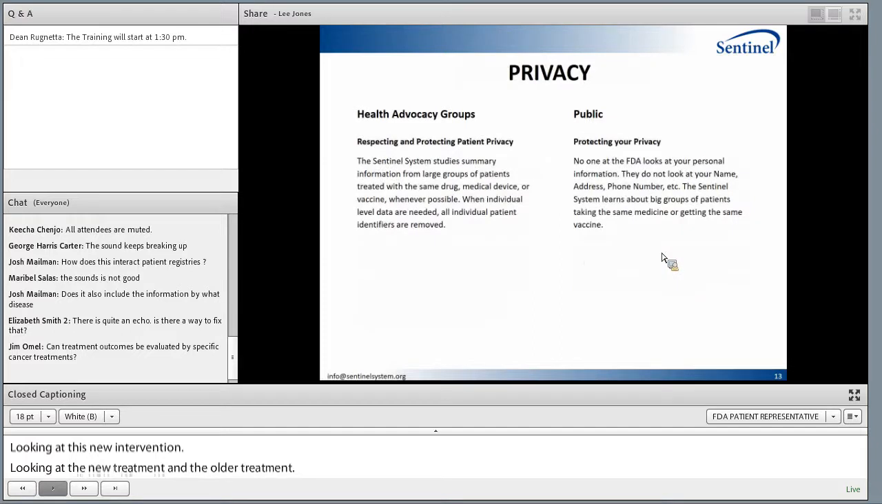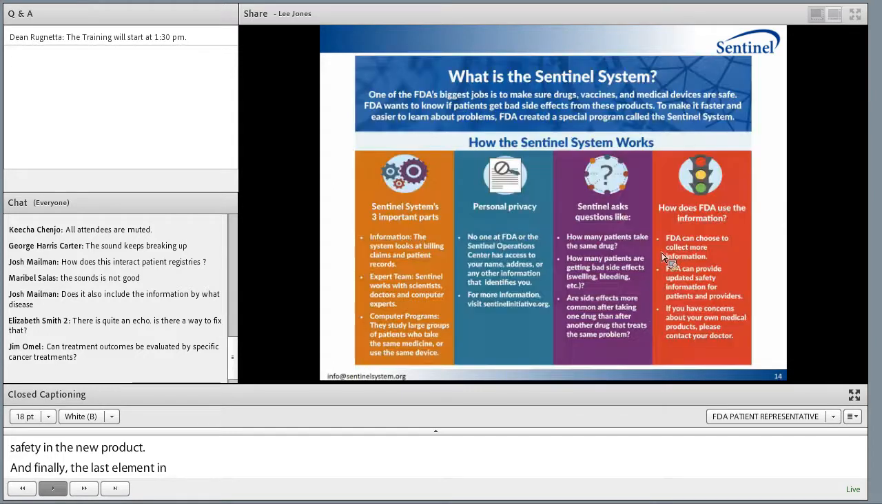Next slide, please. Finally, the last element covered in the Sentinel System story for both health, patient advocacy groups, and the public is FDA's commitment to patient privacy and personal identity. Next slide, please.